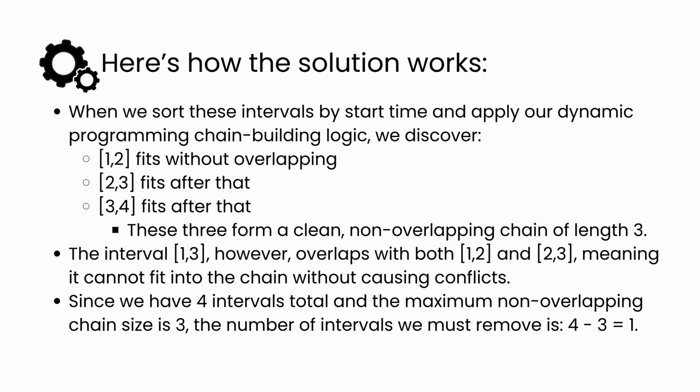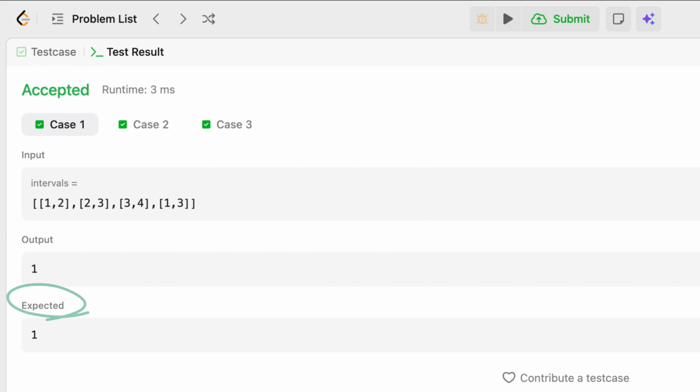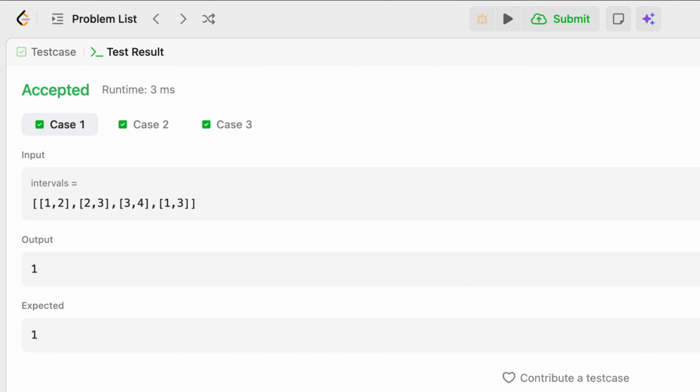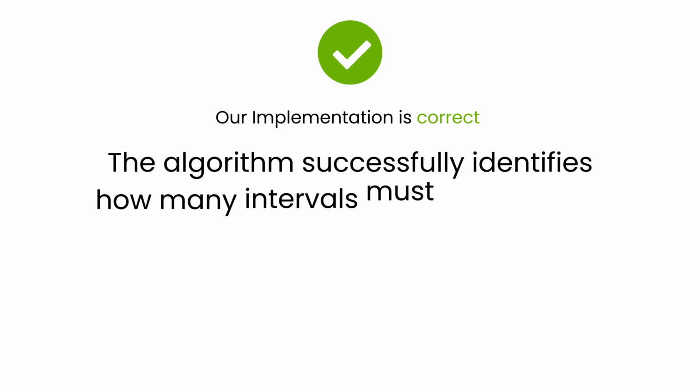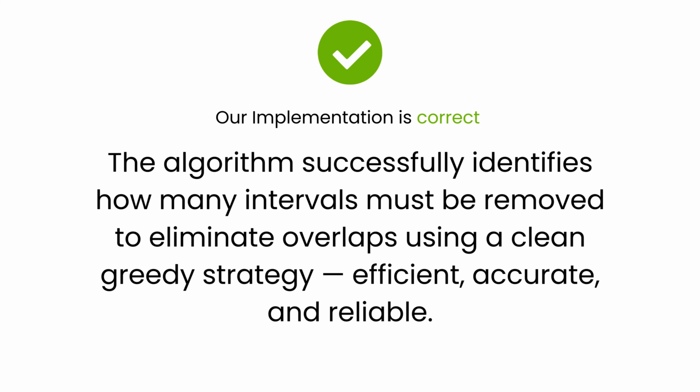Since we have 4 intervals total and the maximum non-overlapping chain size is 3, the number of intervals we must remove is 4 minus 3 equals 1. And that's exactly what our program outputs, 1. The expected result also matches perfectly, 1, confirming that our DP-based interval selection logic behaves exactly as intended. So, our implementation is correct. The algorithm successfully finds the largest chain of non-overlapping intervals and computes the minimal removals, efficient and accurate.